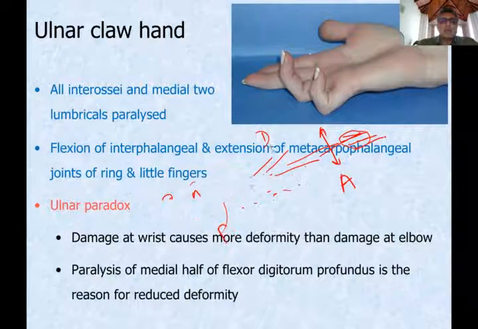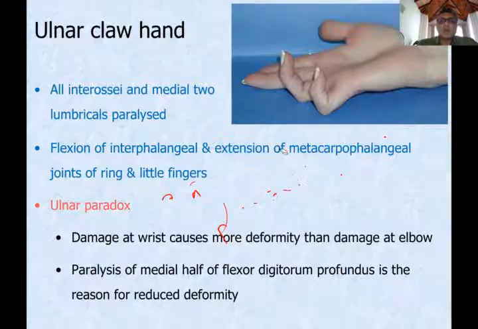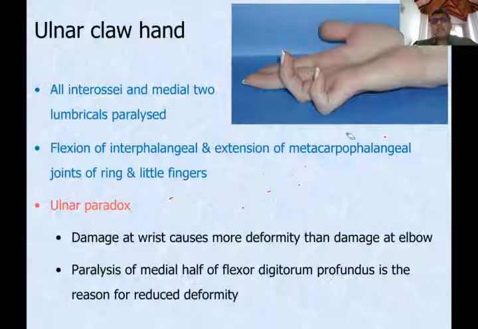Now here in ulnar paradox, if you compare the ulnar nerve damage, in this case we thought the injury was at the wrist joint, so you got this ulnar claw hand. If the injury was not at the wrist but at the elbow joint, you expect the deformity to be more than this, because the nerve is cut at a proximal place. But quite contrary, the loss is actually less. The deformity is actually less than the deformity you get when you cut at the wrist joint.